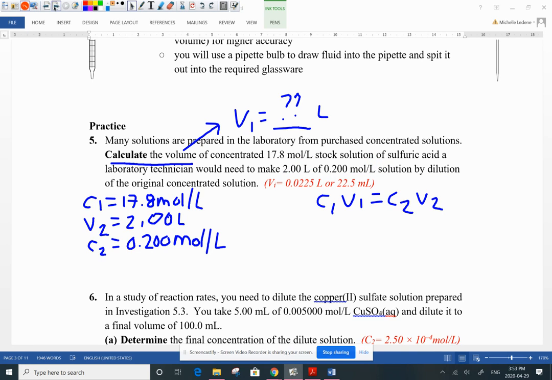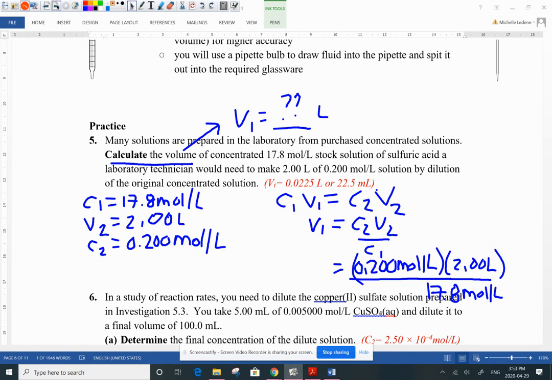So what do we do? Well, we write our formula down. C1V1 is C2V2. And what are we solving for? Well, we're trying to solve for V1. So that means that we have to rearrange. That means I have to get rid of C1 off this side of the equation, cancel it out. And what am I left with? Well, I'll be left with V1 is equal to C2V2 divided by C1. Okay, great. Now I plug my numbers in.